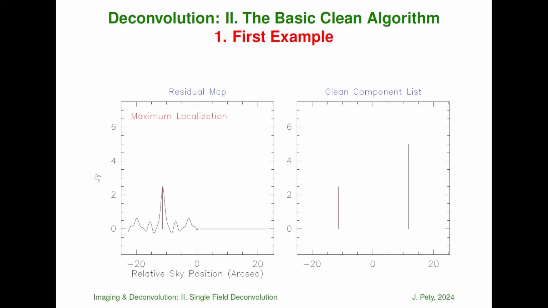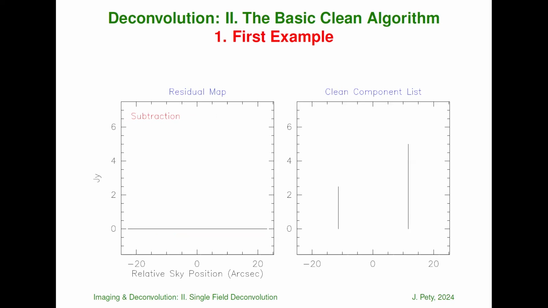Localizing the second maximum, we find a point source of 2.5 Jansky at this position. We put it in the clean component list, and we remove its contribution from the residual map. So we multiply the flux of this point source by the dirty beam, check, and we subtract, and we get 0. So easy.